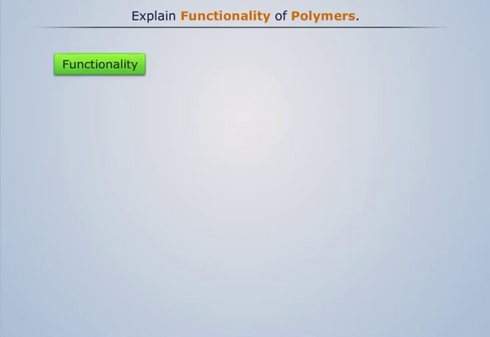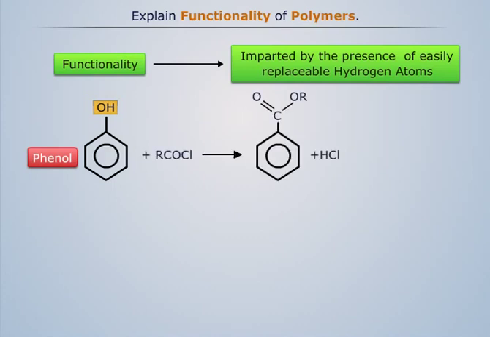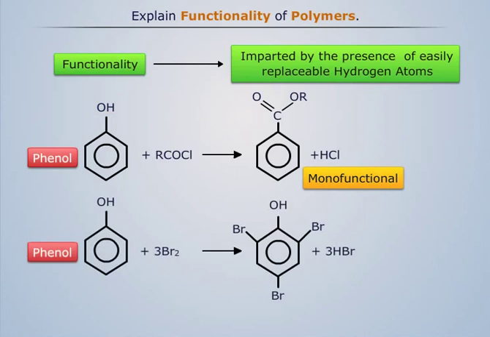There are some other compounds in which functionality is imparted by the presence of easily replaceable hydrogen atoms. Consider phenol, for example. We know that it consists of an OH group as functional group, and when this is replaced, phenol exhibits monofunctionality. But phenol can also undergo substitution reaction at 3 sites, replacing its 3 hydrogen atoms and hence exhibiting a functionality of 3.